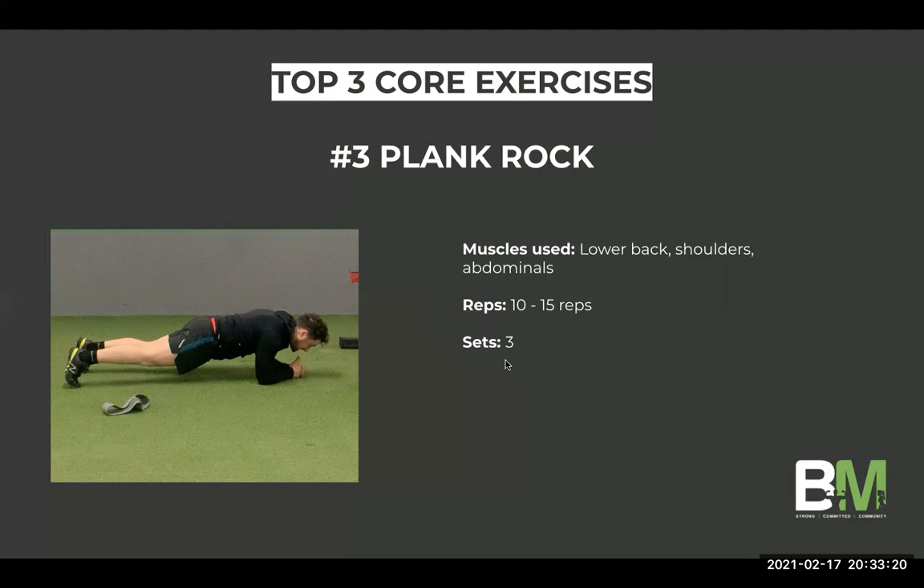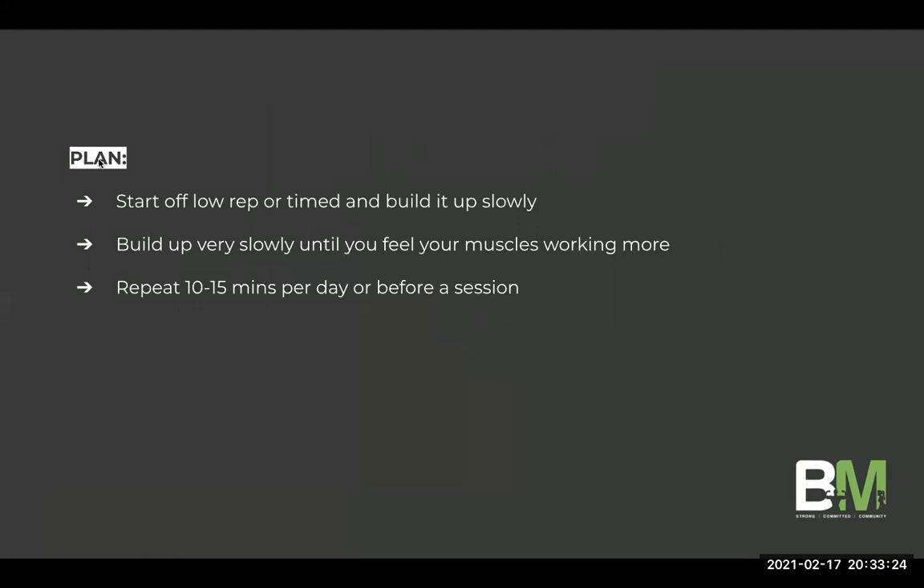The video in this next part explains how to bring it all together. So a little plan for you would be to start off with low reps or timed. You could just do 30 seconds on each exercise. So 30 seconds of the clam, 30 seconds of the side plank on each side, and 30 seconds of the rocking plank. And you can maybe try and do 40 seconds, a minute, that sort of thing. Build it up very slowly until you feel your muscles working more.